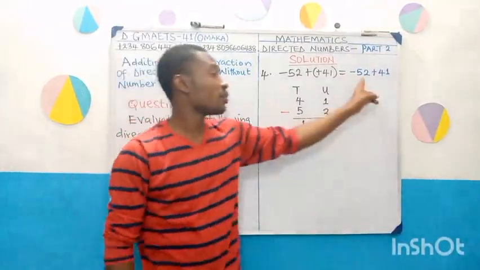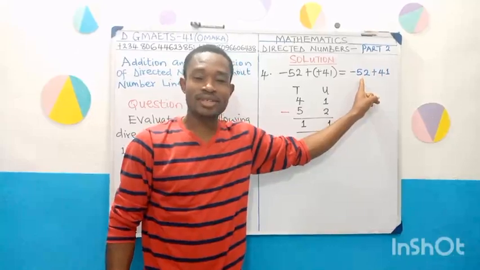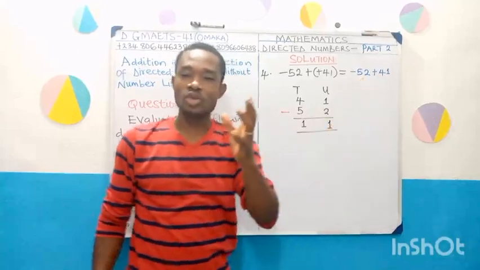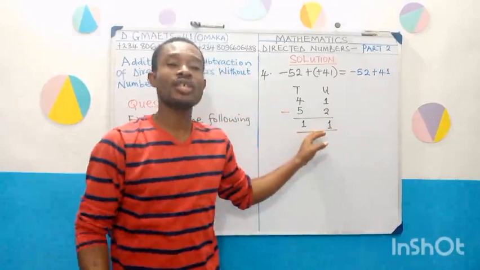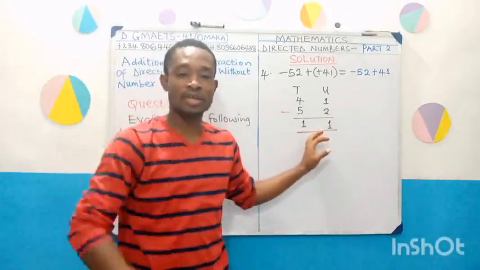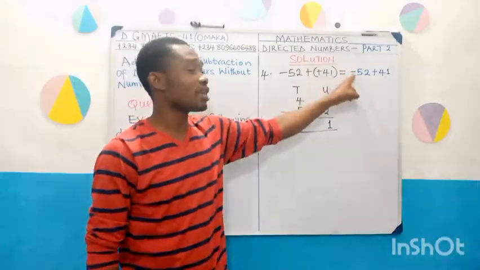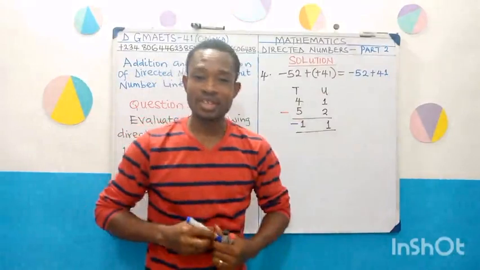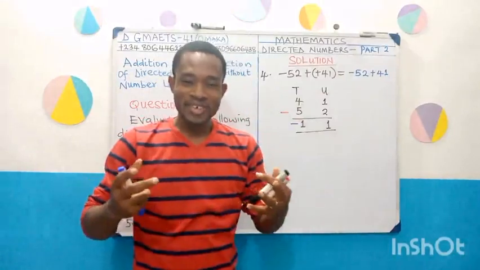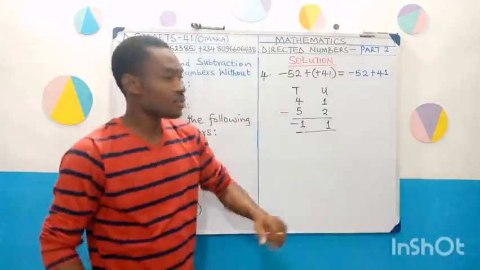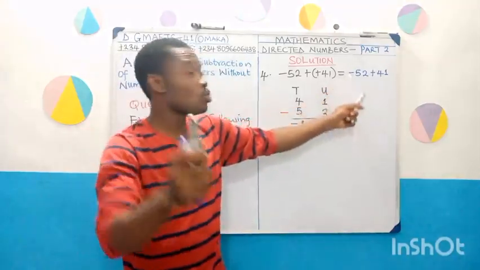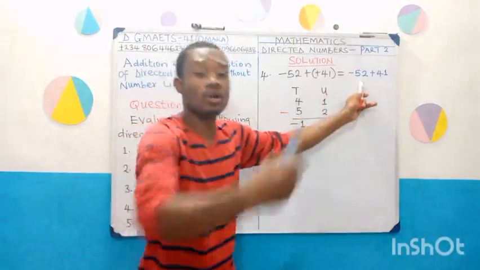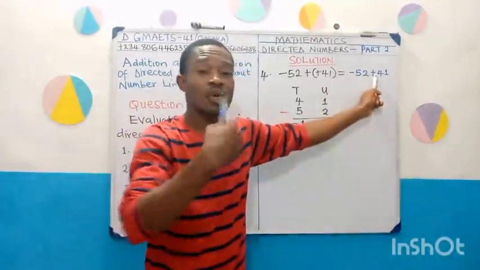We go back. The bigger number has minus. Remember I told you that the answer will always carry the sign of the bigger number. Since the bigger number 52 has minus, it means that this answer will carry minus. So minus 11 is the answer. Once again, quickly, let's think about this. Minus means you are owing. So you are owing someone 52, let's say 52 oranges. Plus means you have.